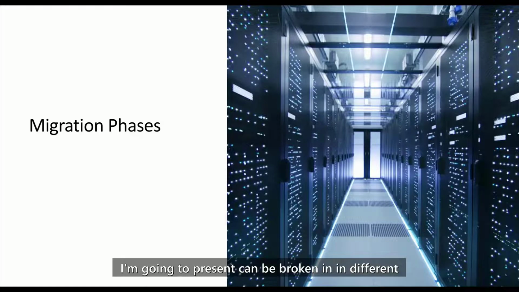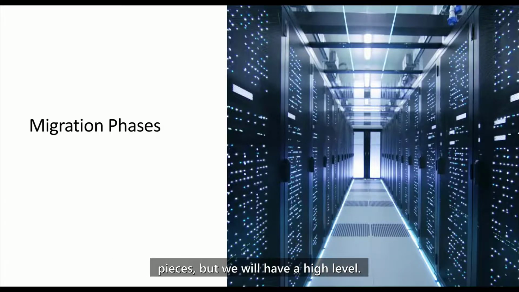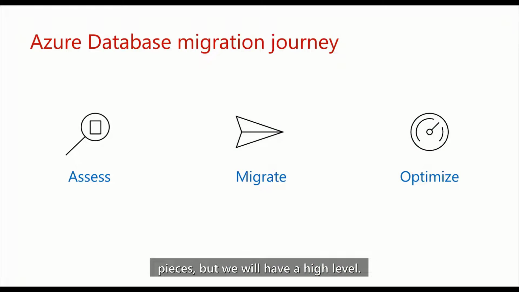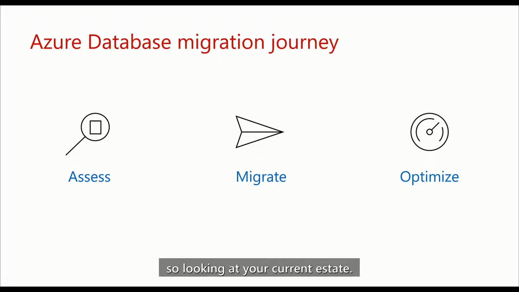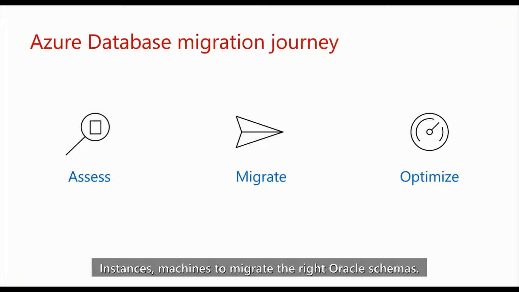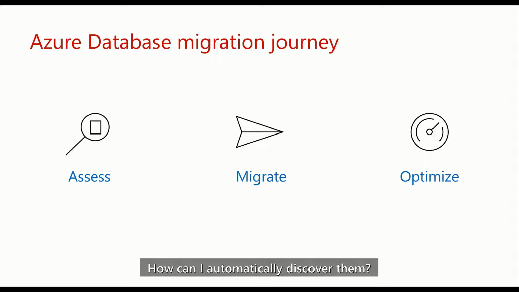Each and every phase that I'm going to present can be broken into different pieces, but we will have a high-level overview. The first part is actually discovery and assess. So looking at your current state, am I identifying the right Oracle instances and machines to migrate, the right Oracle schemas? How can I automatically discover them? And then how can I assess?